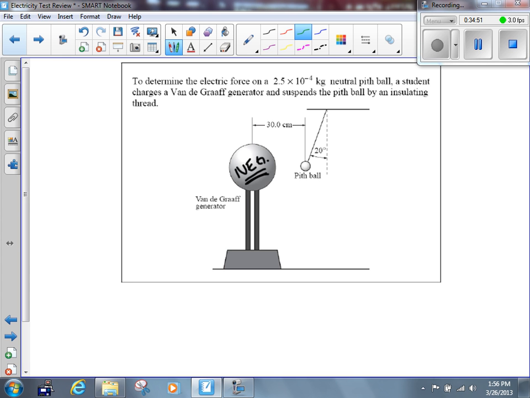We know the electric force is to the left. We know that because it's attracted to the left, right? We solved for that in question 62. We also know there's a force of gravity acting downwards on this pith ball. And we know that there's a force of the string, or we'll call it Ft for the tension, acting upwards at an angle.